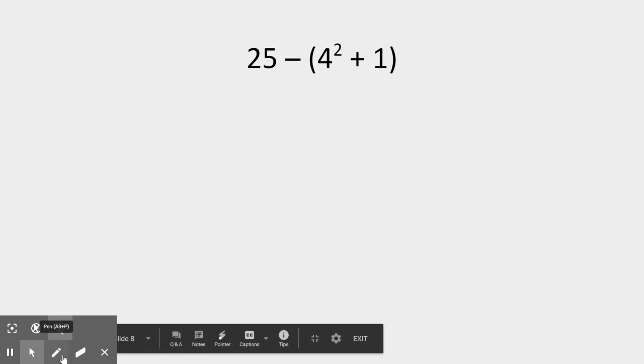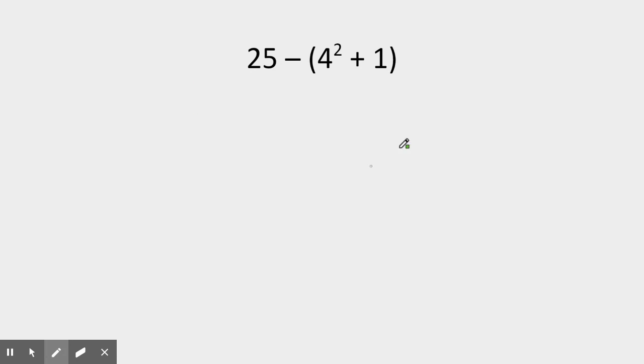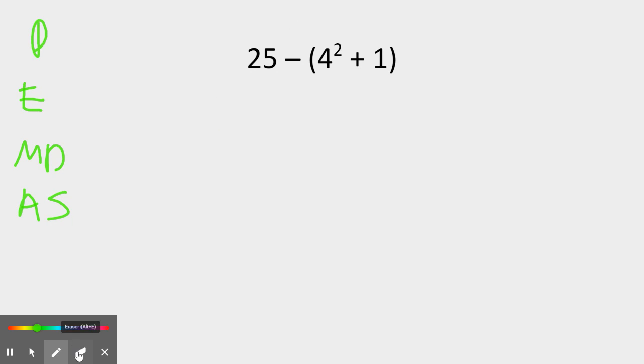Now, here are our expectations for solving an order of operations problem. You need to write out PEMDAS, or if you prefer GEMDAS, that's fine. So write that off somewhere to the side. All right, now we can look at the problem. Do I have parentheses? Well, I sure do. So I need to focus on my parentheses first.